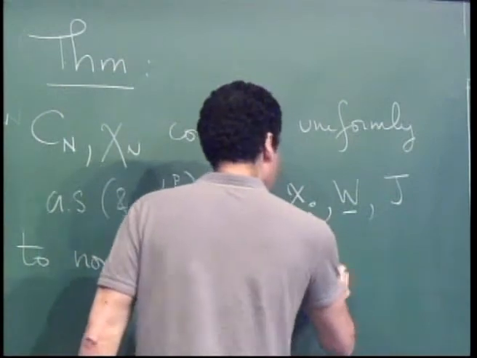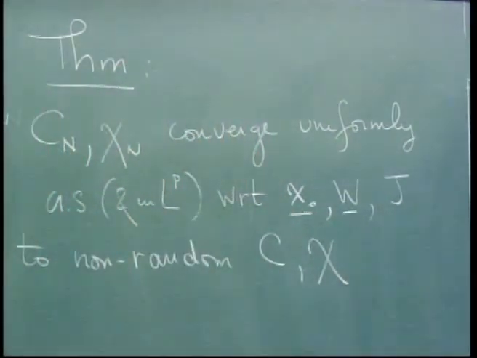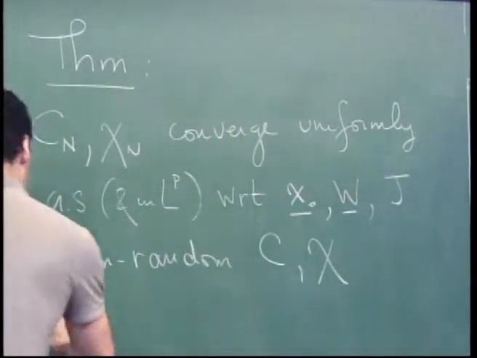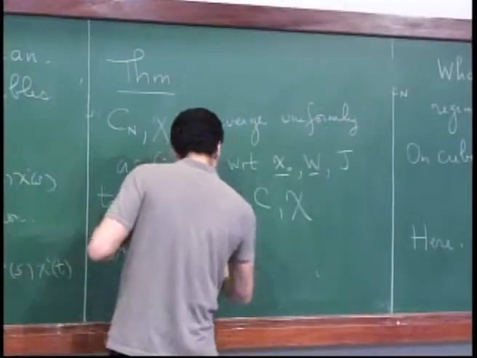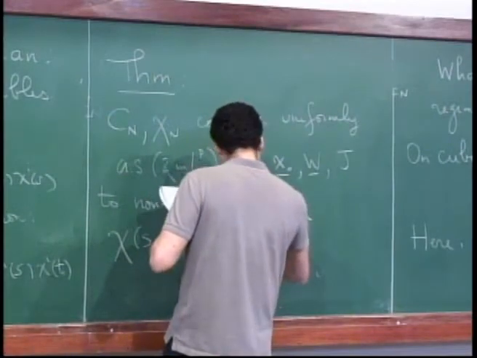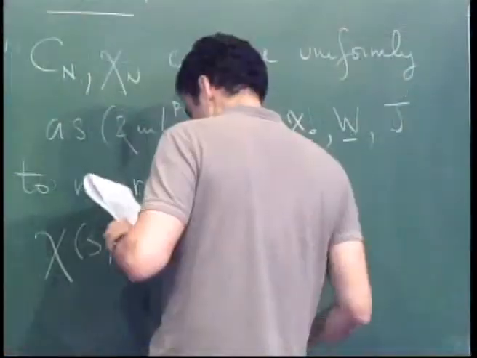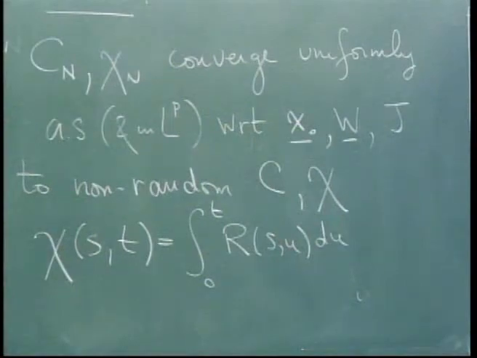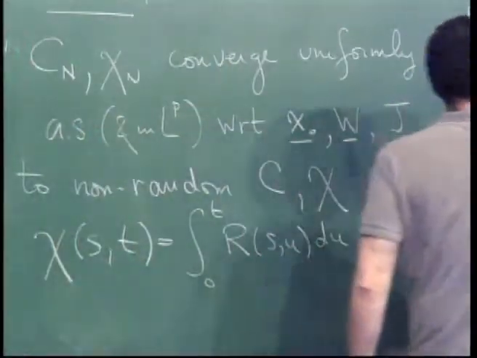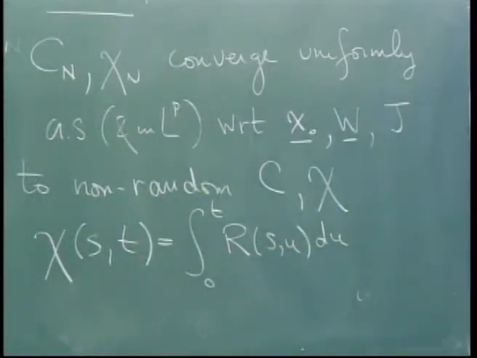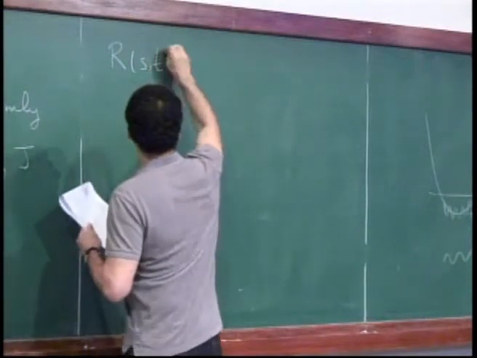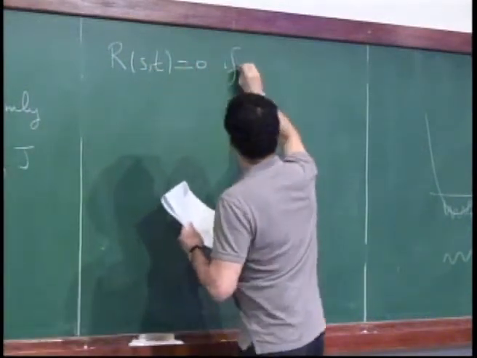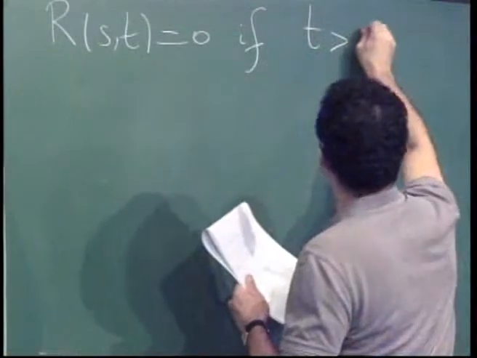C and chi, which are two functions of two times. And this chi, so this is the integrated response function. So this chi of s and t, we will write as an integral of R of s and u, and with the following properties. So first, R of s and t is 0 if t is larger than s.